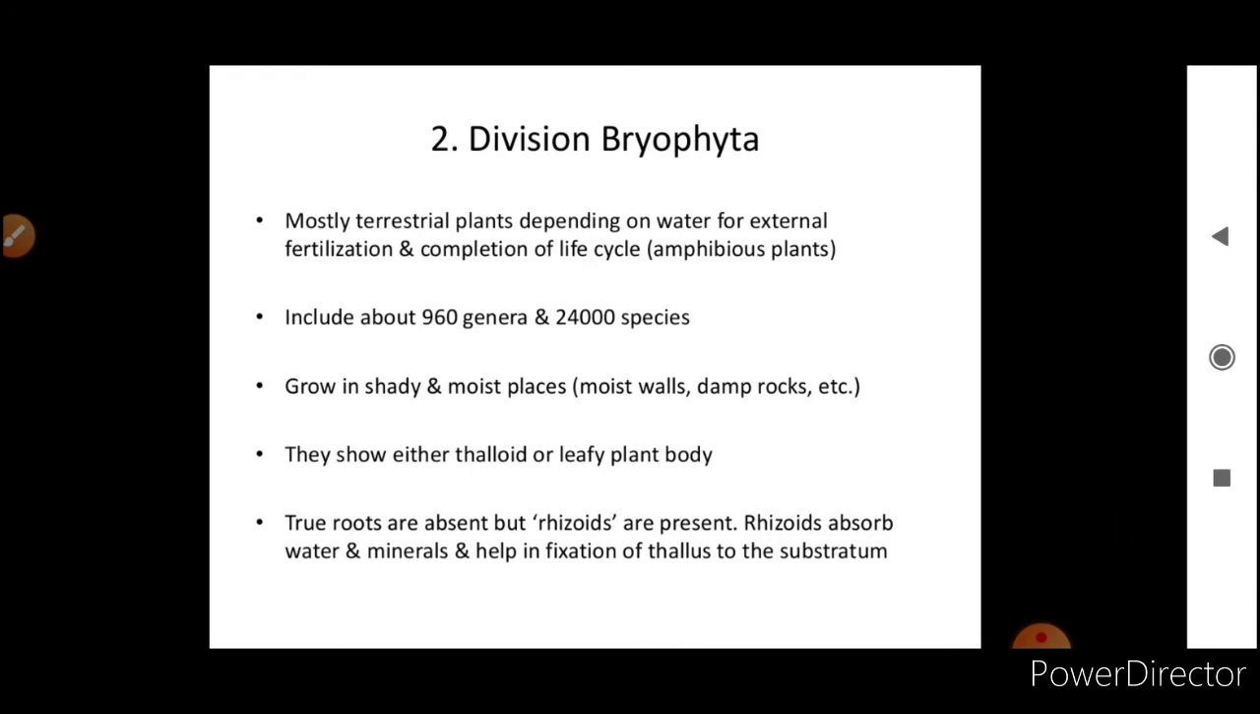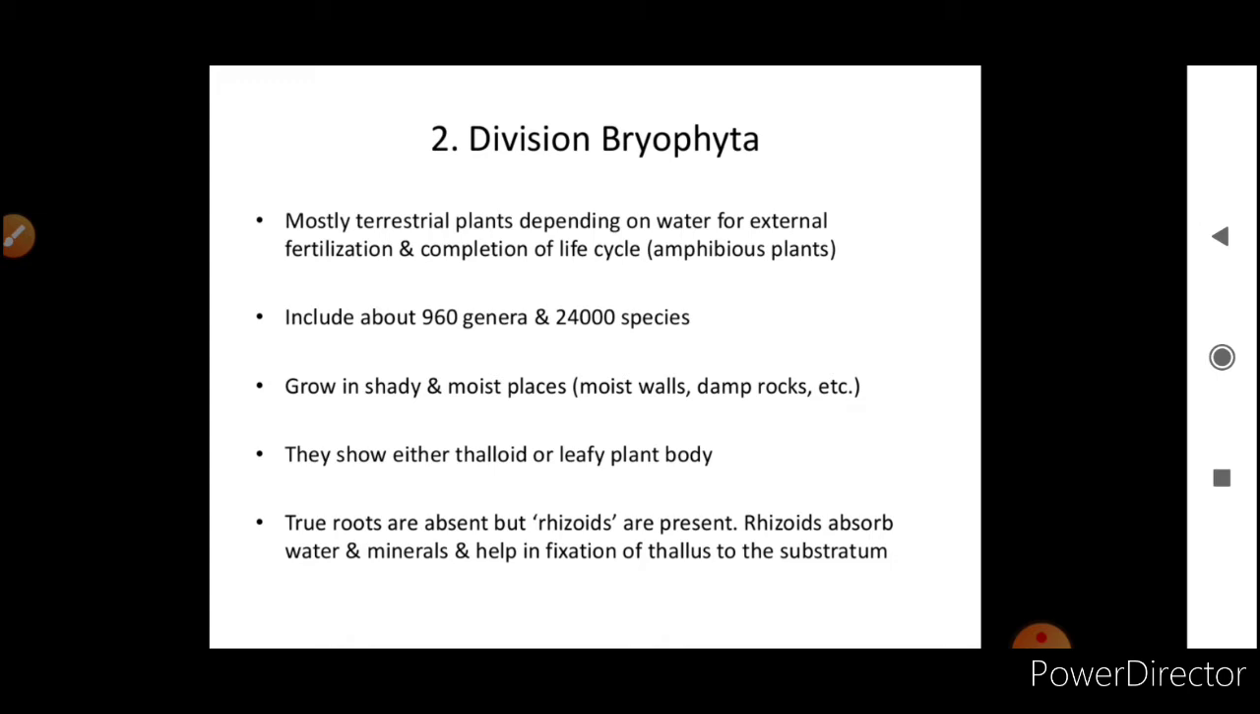Now this includes 960 genera and 24,000 species. The first point is that they are mostly terrestrial, but for fertilization there is a requirement of water, so they are called amphibians, that is, they live in land and water both. Third point, they grow in shady and moist places. You will find them in moist walls, damp rocks, etc.